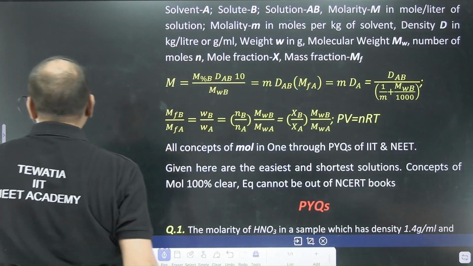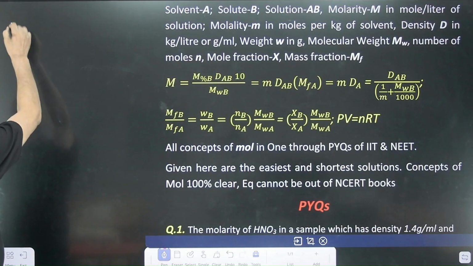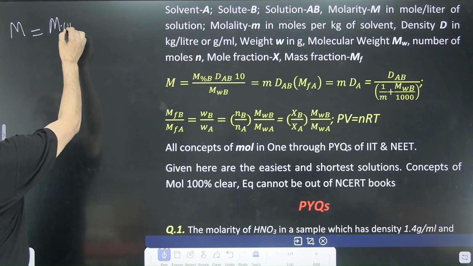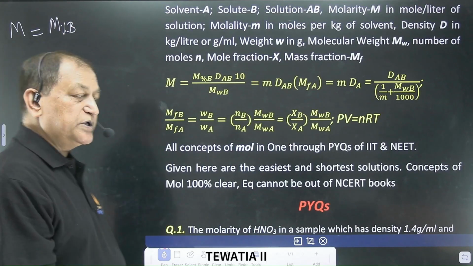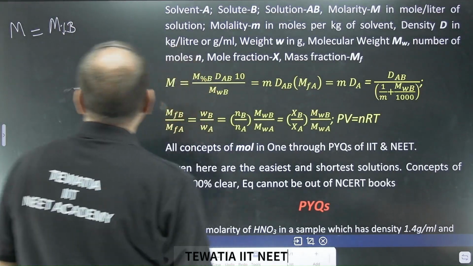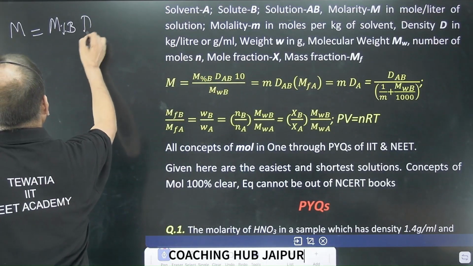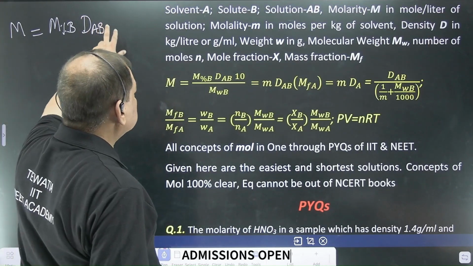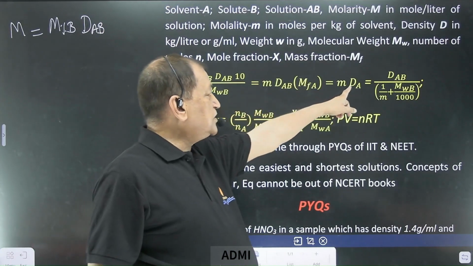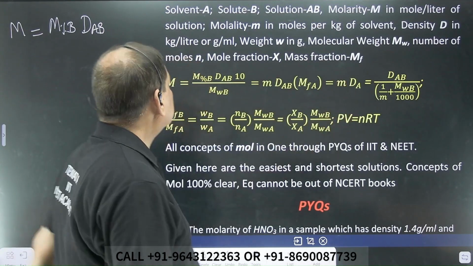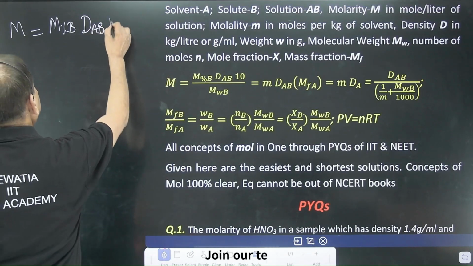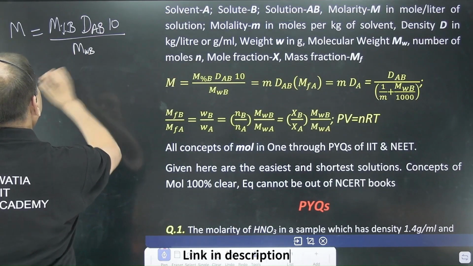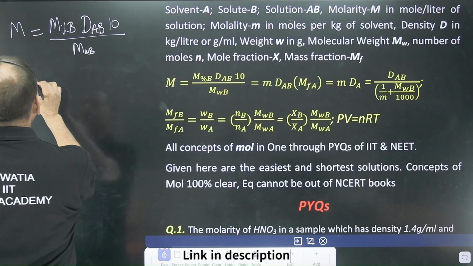This formula I'll write here. M is equal to M percent B, where M percent B is the percentage of the solute, into DAB, the density of the solution. A and B both means solution. If it is only A, that means it is the density of the solvent. Into 10, divided by the molecular weight of the solute. So straightaway substitute these values.